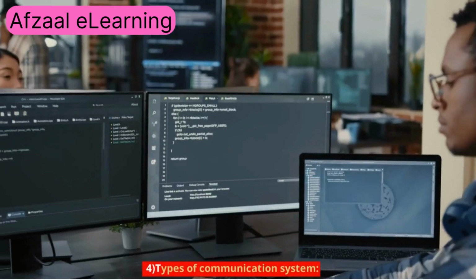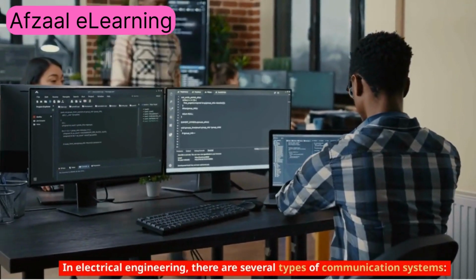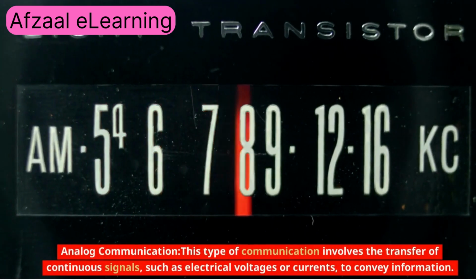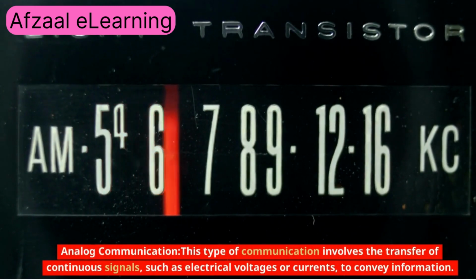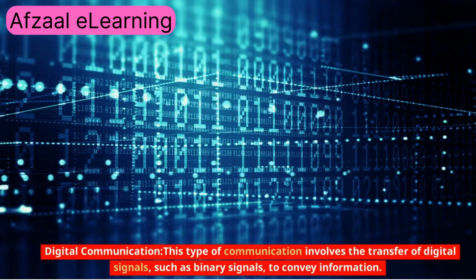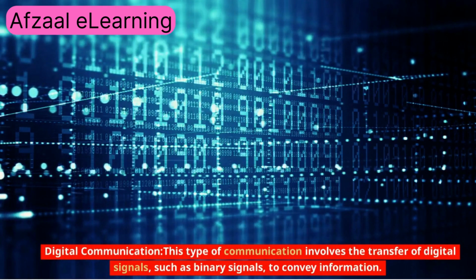4. Types of communication system. In electrical engineering, there are several types of communication systems. Analog communication. This type of communication involves the transfer of continuous signals, such as electrical voltages or currents, to convey information. Digital communication. This type of communication involves the transfer of digital signals, such as binary signals, to convey information.